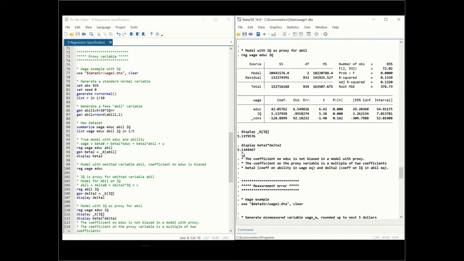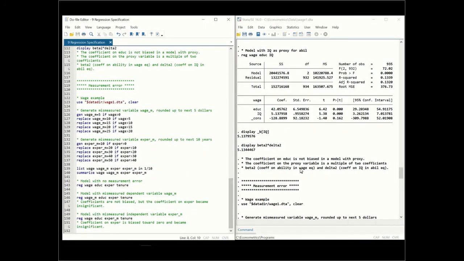So again, as a conclusion, when we use a proxy for ability, so IQ is a proxy for ability, the nice thing is that we have an unbiased coefficient on education, and this coefficient is a multiple of these two coefficients that we had before.